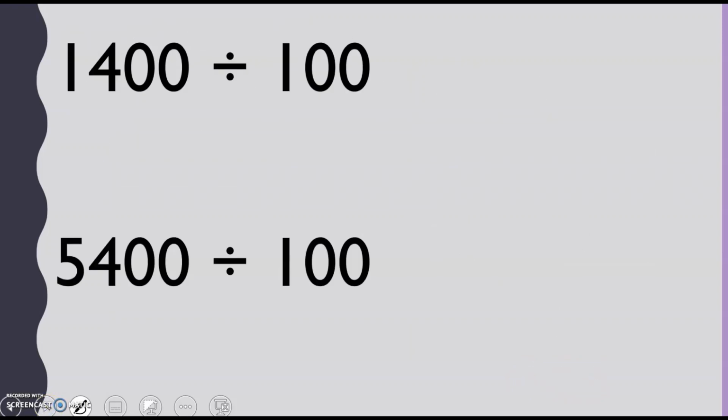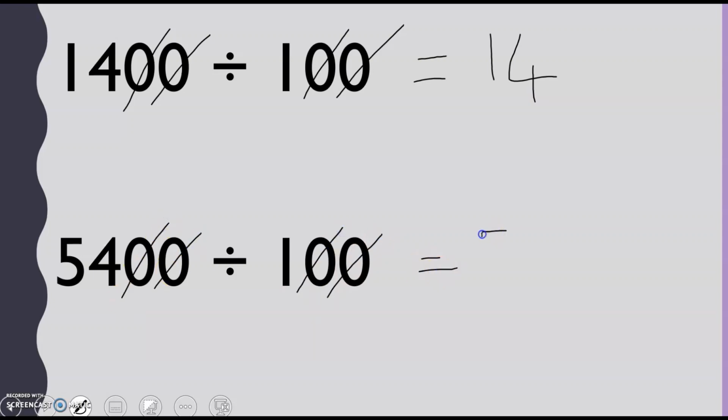Okay, give these two a try and come back for the answer. So 1400 divided by 100, well we've got 2 zeros here. I can cancel them out with those 2 zeros, so that leaves me with just 14 as my answer. And again, chopping off 2 zeros here with those 2 zeros there to give me 54 for my answer.